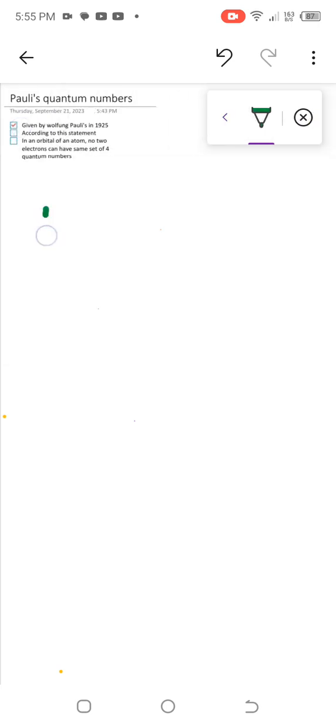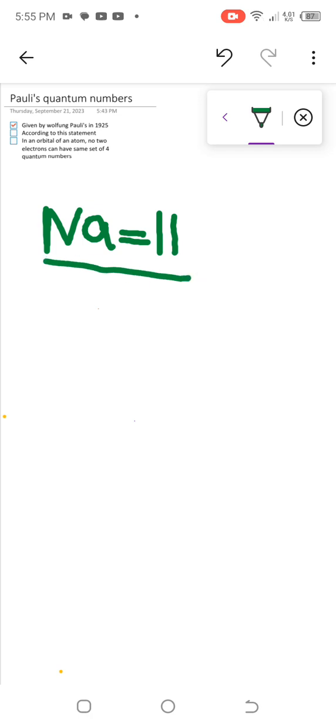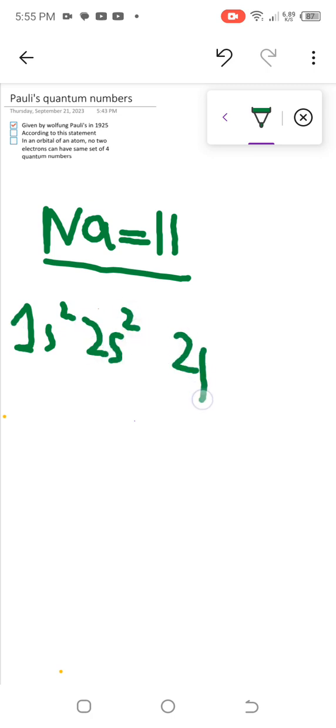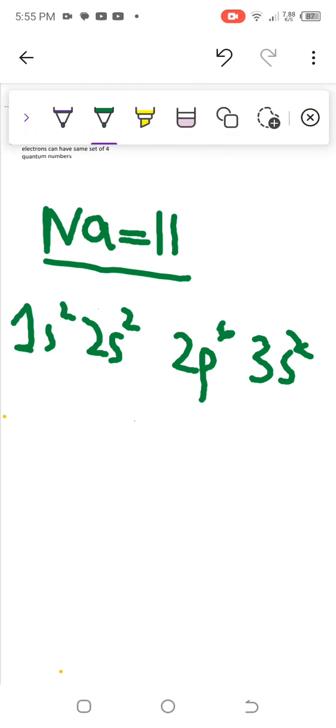Here I am taking sodium, and sodium's atomic number is 11, as you all know. So the sodium electronic configuration is 1s2, 2s2, 2p6, then 3s2. This is the configuration. Now how will we do the configuration? Count this: 2, 2, 4, 4 plus 6, 10, 10 plus 1, 11. 11 is complete, right?